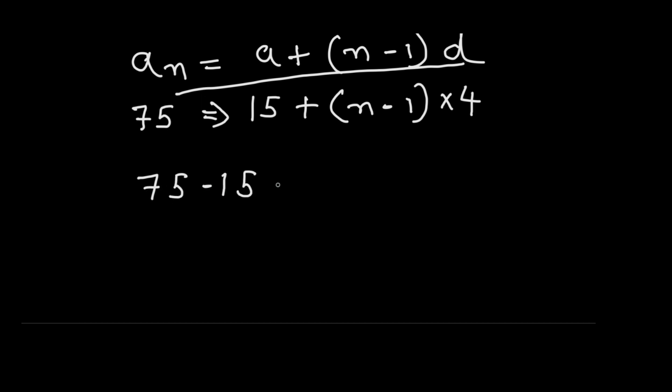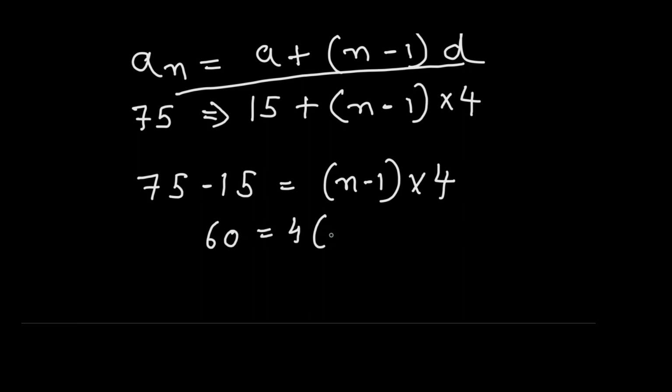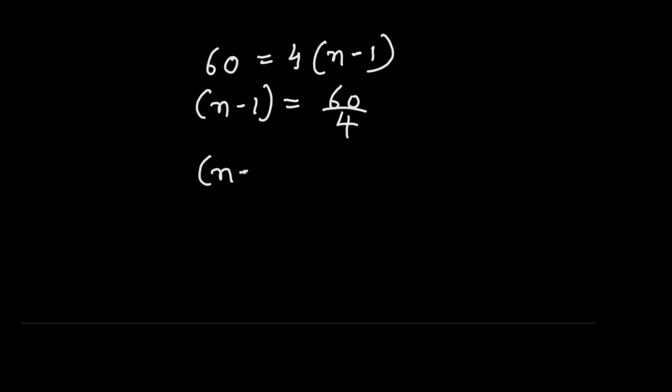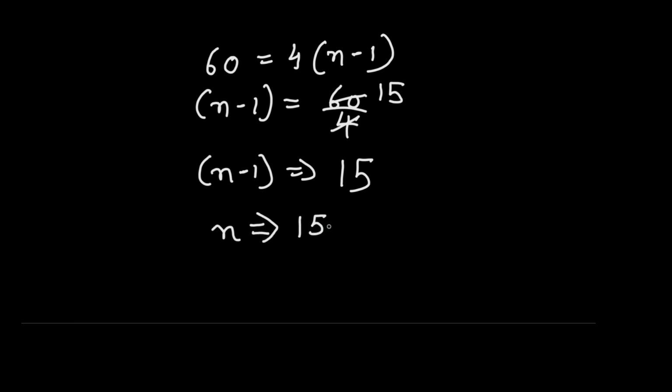75 minus 15 is equal to (n minus 1) into 4. 75 minus 15 is equal to 60, which is equal to 4 times (n minus 1). So n minus 1 is equal to 60 by 4. As 4 into 15 is 60, n minus 1 is equal to 15. So the value of n is 15 plus 1, which is 16.